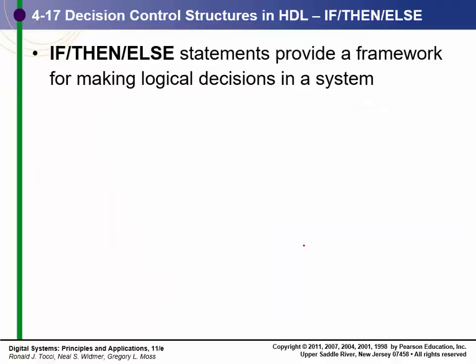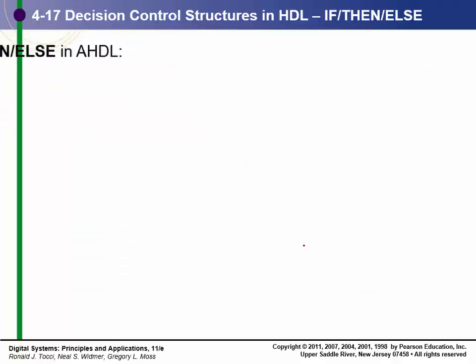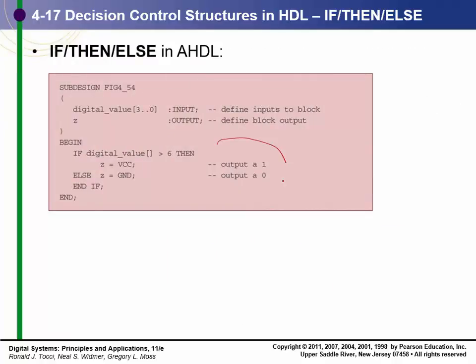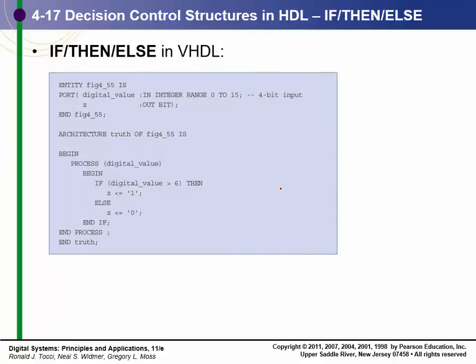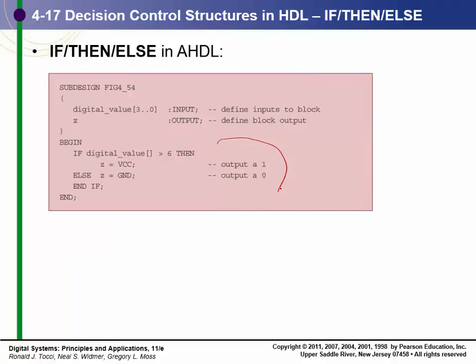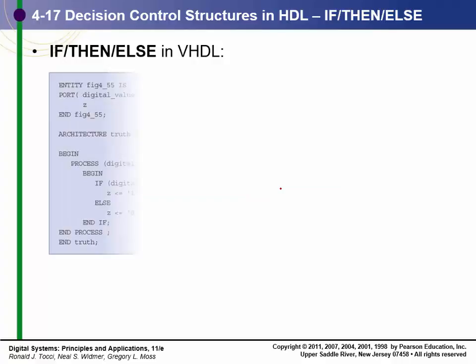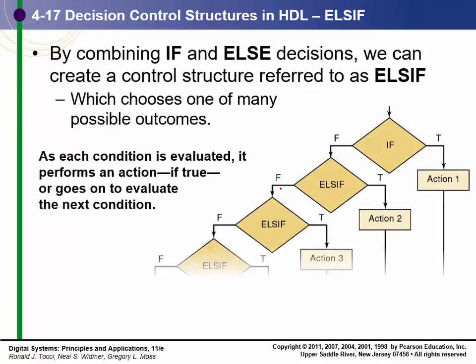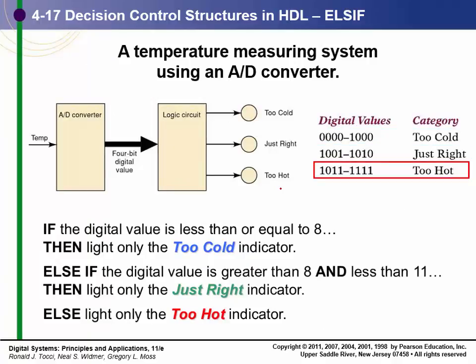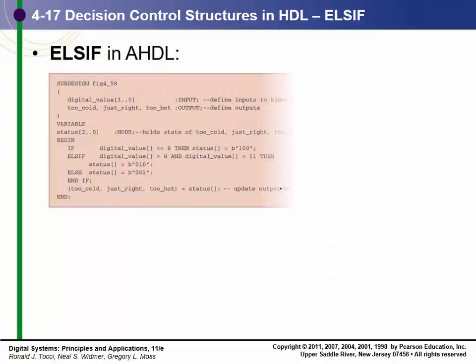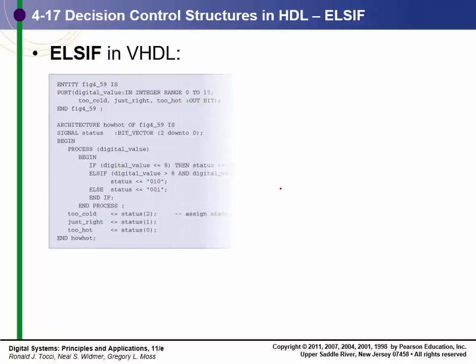And we can have if-then-else structures. Again, if, else, it looks like C. There's the same thing in VHDL, if-then-else. As you can see, looking between the two of them, they look different, but they do the same thing. And we can get all kinds of various combinations. This is an example for a temperature control: too cold, just right, too hot. And again, in VHDL, we're looking at an if-then-else structure.